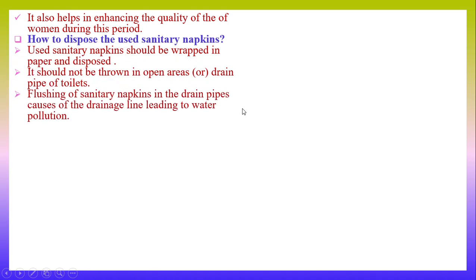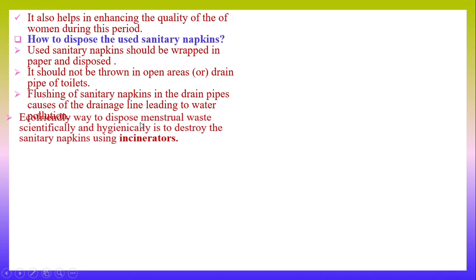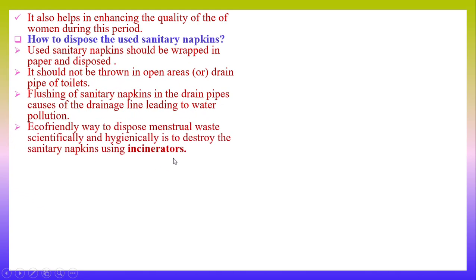Flushing sanitary napkins in the drain pipes causes water pollution. That kind of problem may come, or the drainage pipe becomes blocked. So the only way for the disposal of used sanitary napkins is incineration. By using an incinerator, the used sanitary napkin should be incinerated. That means burnt, by which the surrounding environmental condition also becomes clean, avoiding pollution. The eco-friendly way to dispose of the menstrual waste scientifically and hygienically is to destroy the sanitary napkin by using an incinerator. Incineration, I say, it should be burnt.